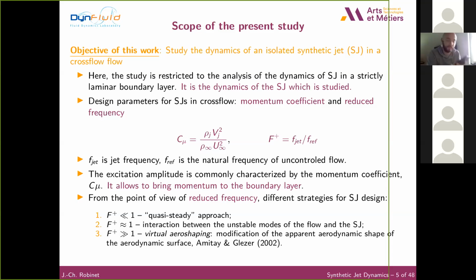For the reduced frequency, we can have different strategies for the synthetic jet design, mainly three. The first one is a quasi-steady approach, where the reduced frequency is very, very small. The second one, considered in this work, is the interaction between the unstable mode of the flow and the forcing of the synthetic jet, and in this case the reduced frequency is typically of order 1. The last case is when you force with a high frequency in comparison to the reference frequency, and typically it's a virtual aero-shaping technique. This technique was used by Amitay and Glezer in 2002.